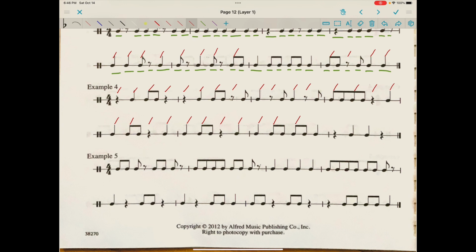Another do right here. Another do for this quarter note. Quarter rest is our next do. Quarter note, quarter note, quarter rest.